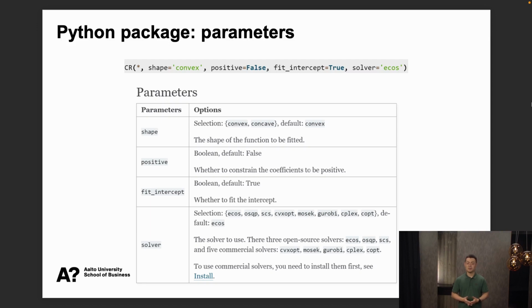The last parameter is solver. Here we have lots of options. The default value is ECOS, which is an open source package for solving quadratic programming problems. Here we have another 2 open source solvers that you can choose, including OSQP and SCS. If you want to solve the big data problem, you should install other commercial solvers by yourself.